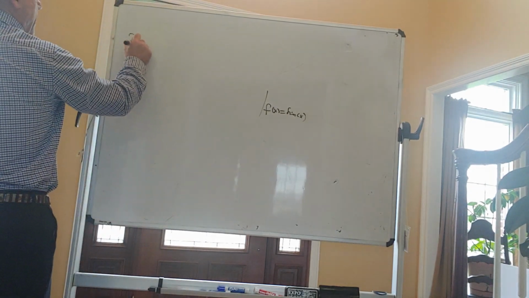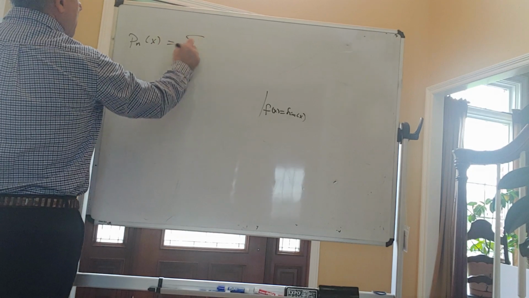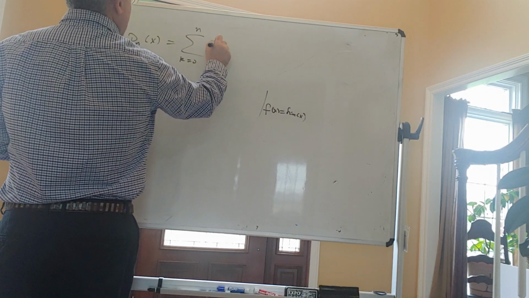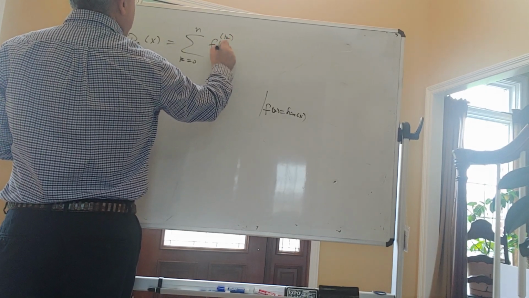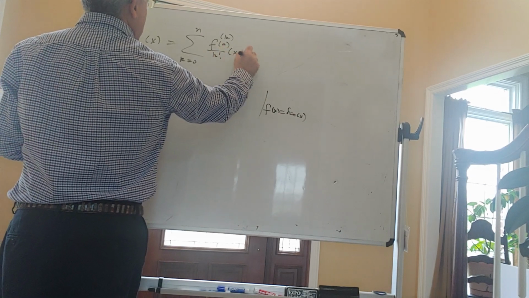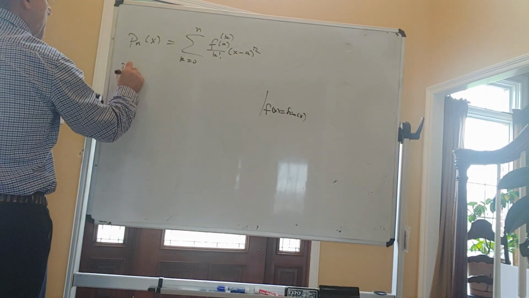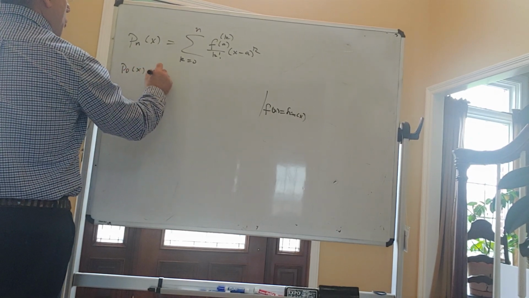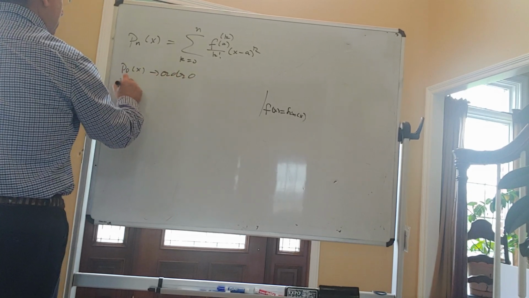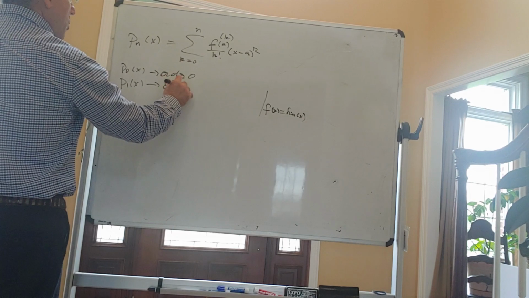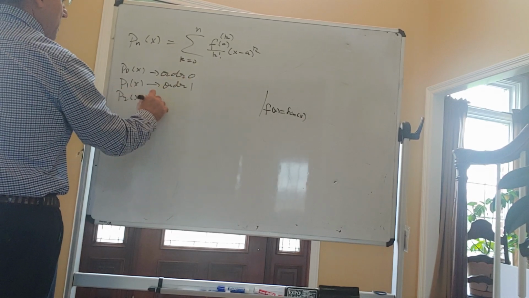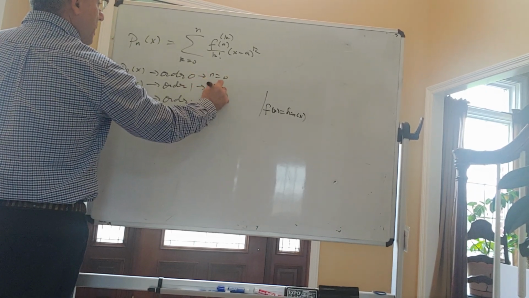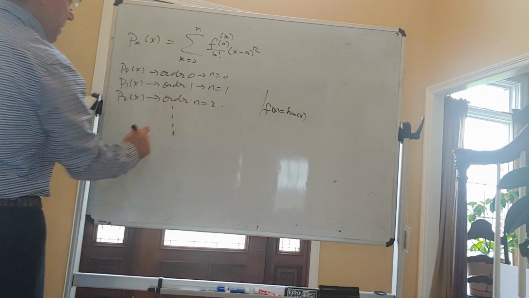Okay. So again, let me say, if you have Pn of x equal to the sum from k equals 0 to n of f^(k)(a) over k factorial times (x minus a) to the power k, then P0 of x is order 0. P1 of x is order 1, and so forth. P2 of x is order 2. So that means here n is 0, n is 1, n is 2, and so forth.